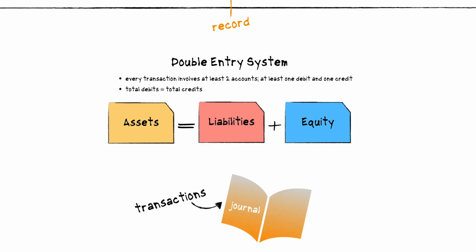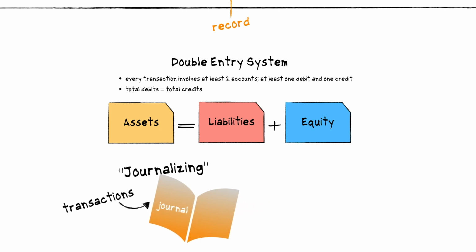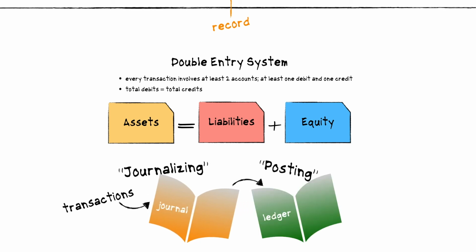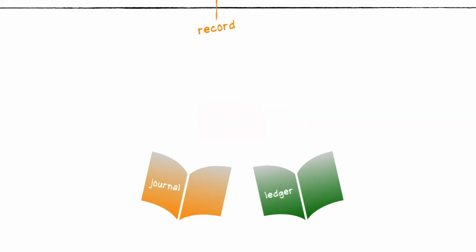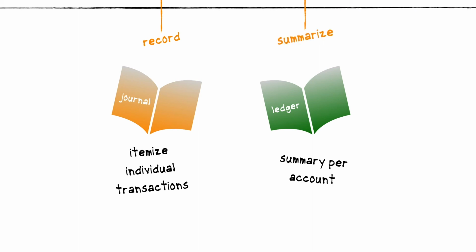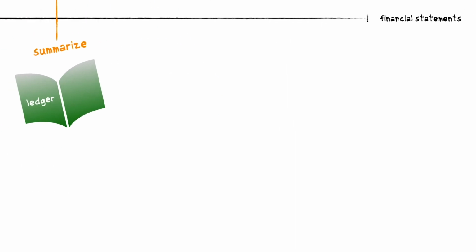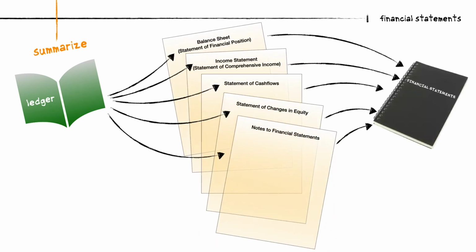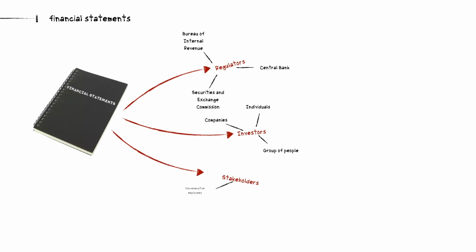Recording transactions in a journal is called journalizing. Journalized transactions are then reviewed for approval for posting to the general ledgers. The general ledger contains the summary from which financial statements are based. Again, journals show the transactions, while ledgers summarize the total amounts per account. At the end of the accounting period, the contents of the ledger will be summarized into different statements that comprise the financial statements. These financial statements will be used by those who need accounting information of the business, such as regulators, potential investors, and external stakeholders.